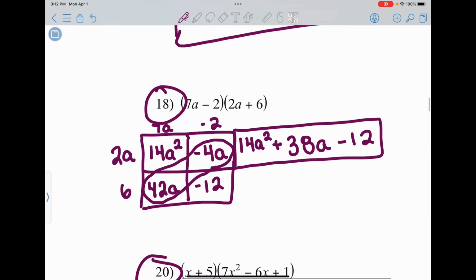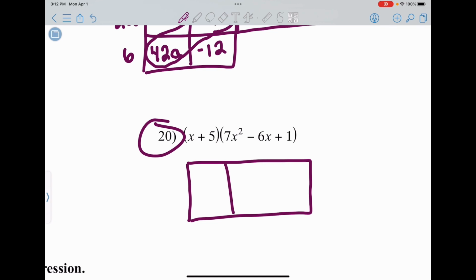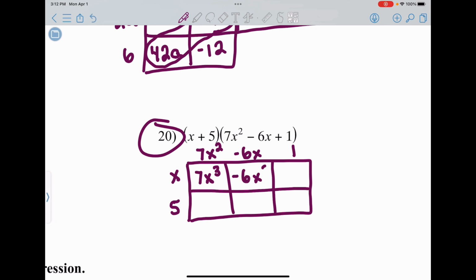Let's try this again. In number 20, I have a binomial times a trinomial, which means I need to make a bigger box so that every single term has its own slot. And then I multiply. X times 7x squared is 7x to the power of 3. X times negative 6x is negative 6x squared. X times 1 is just x.